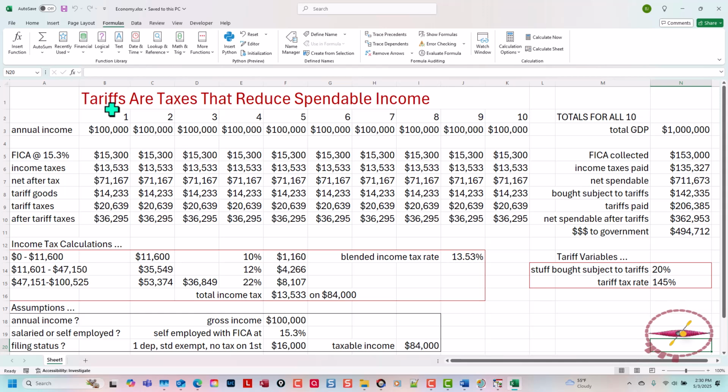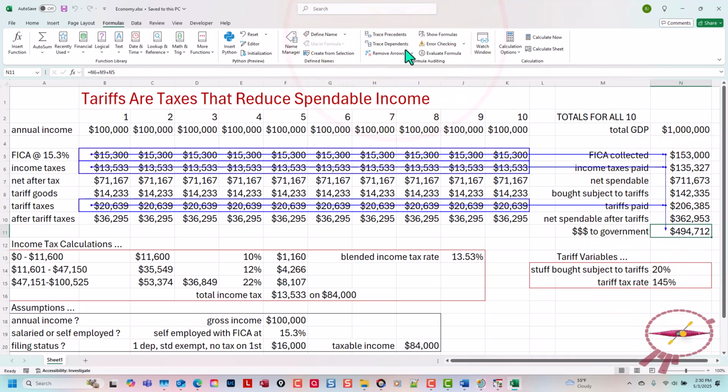We're only interested in one. So what I'm going to look at is this value here, money to the government. It shows $494,000 and change. We can divide that by 10 and we can quickly conclude that approximately half of our gross income is going to be sent to the government in the form of taxes. And if I select this, I can take a look at the numbers that these come from. That is to say, taxes are derived from FICA taxes, income taxes, and the tariff taxes.